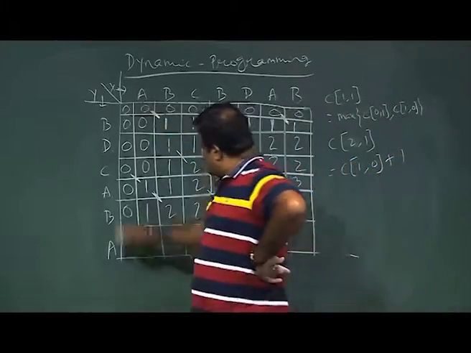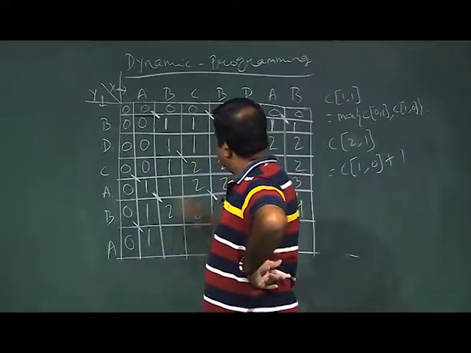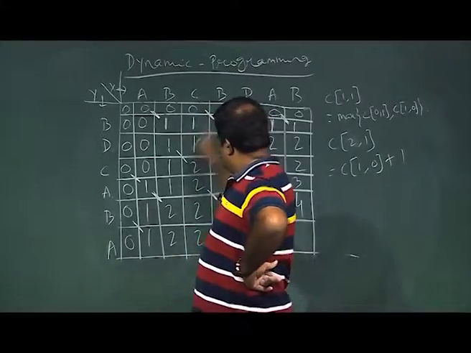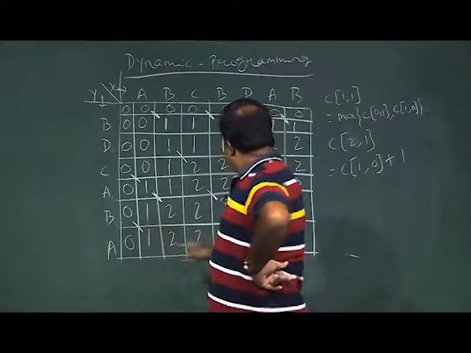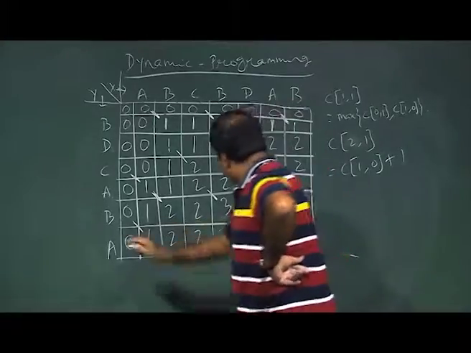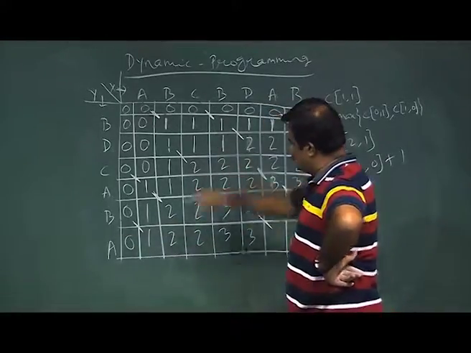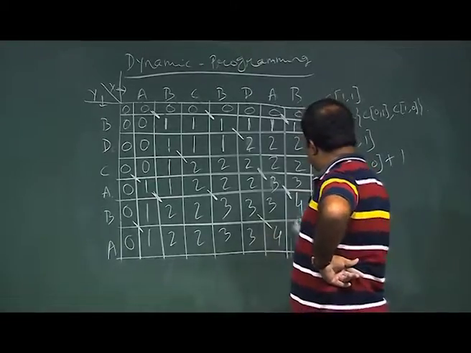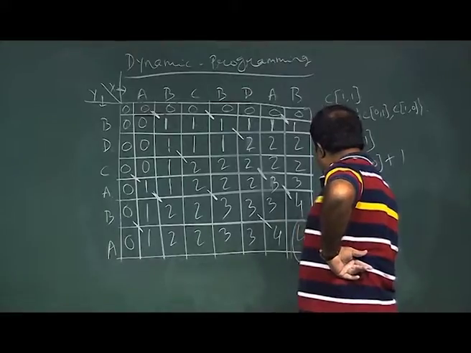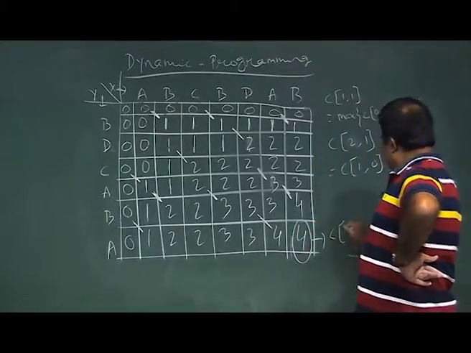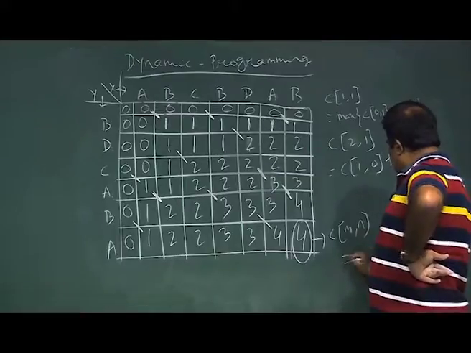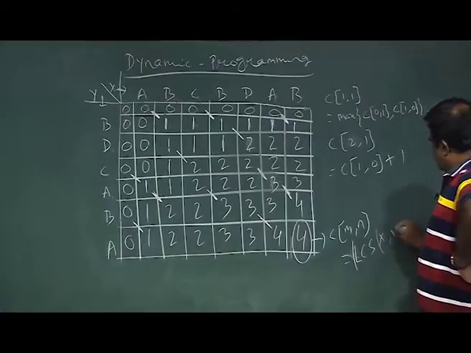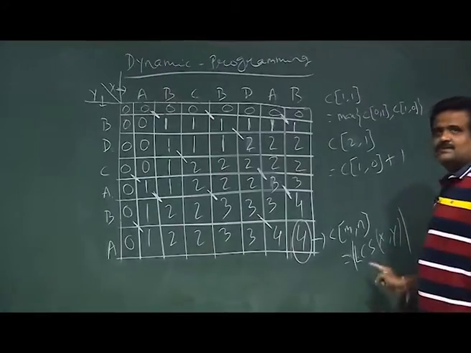Now again these two are the same, so it will be 1. These two are not the same, maximum of these two is 2. Not the same, 2. Not the same, 3, the maximum of these two. Again these two are the same, so we have 4. And these two are not the same, maximum of these two is 4. This is basically our C n comma n, the length of the LCS of x comma y for the full sequence, and this is what we are looking for.